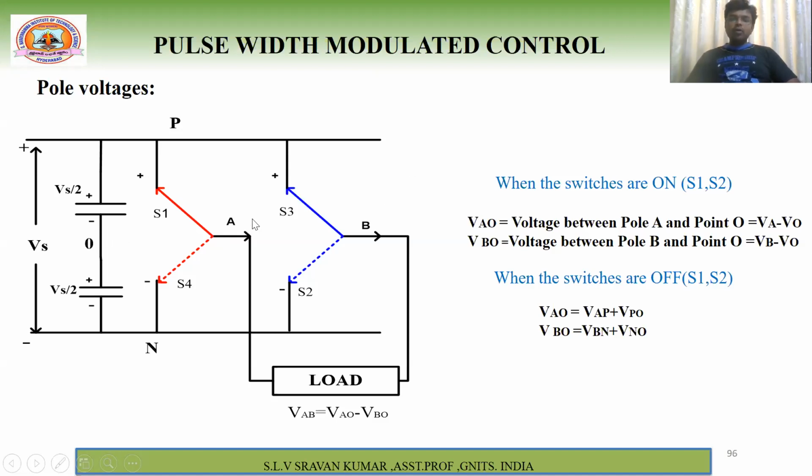So this is about the pole voltage. Simply, what is meant by pole voltage: this is nothing but a pole, that is, one point. So this is a pole, and this is A. You can say this is pole A, and the voltage from this point to the other point is the pole voltage.